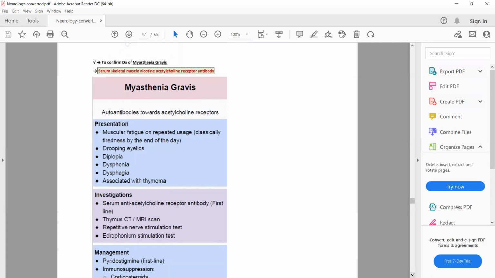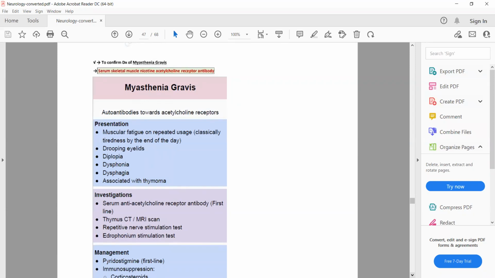Now, these were some differentiating points on the basis of signs, symptoms, and history. Now, how can you differentiate on the basis of findings in the investigations? The first finding is that serum anti-acetylcholine receptor antibodies will be positive. So a patient with muscle weakness plus D symptoms and positive anti-acetylcholine receptor antibodies, the diagnosis is most likely Myasthenia gravis.